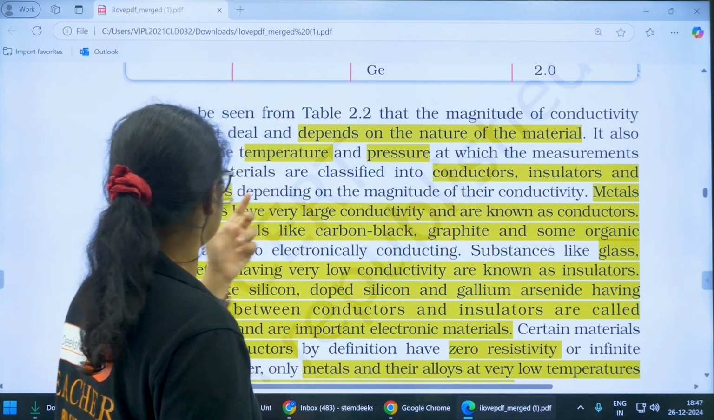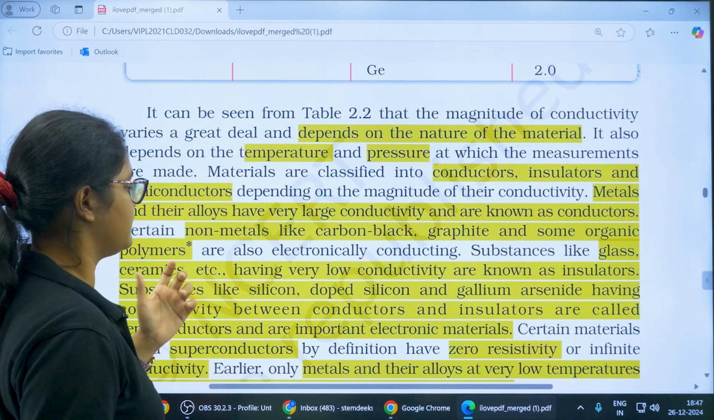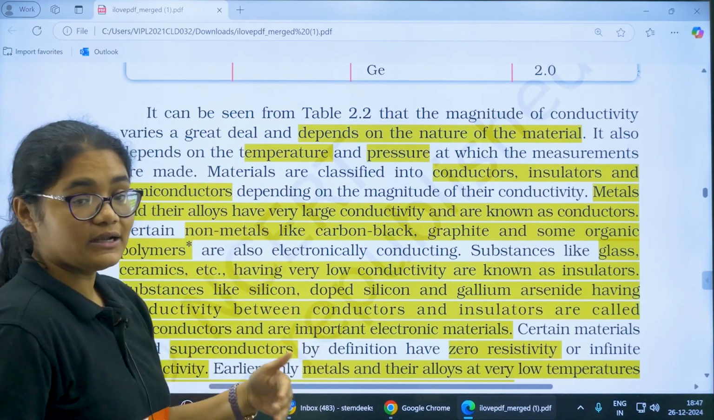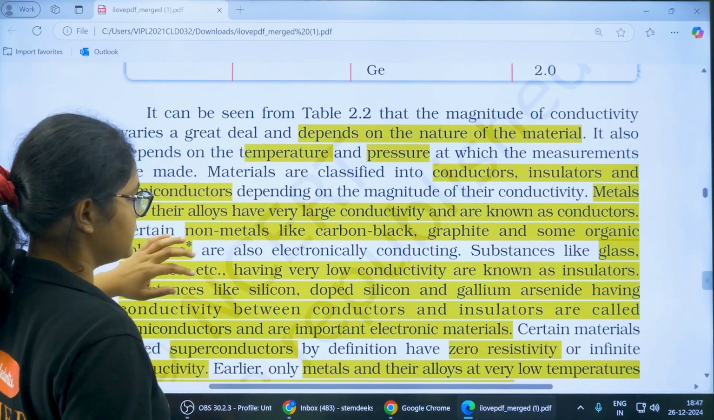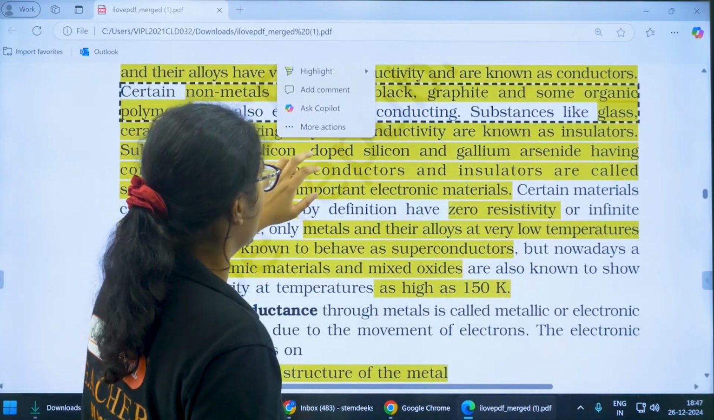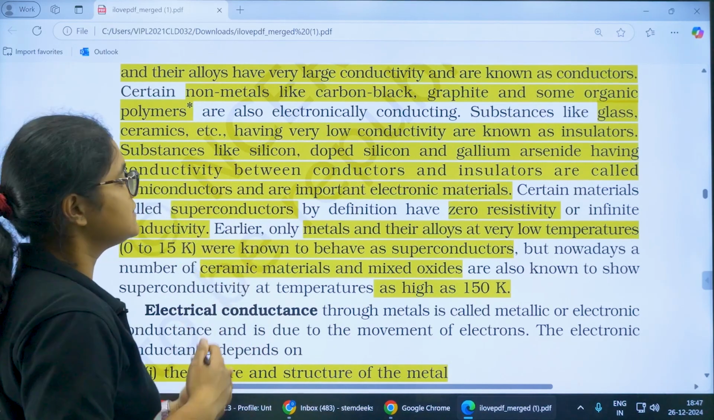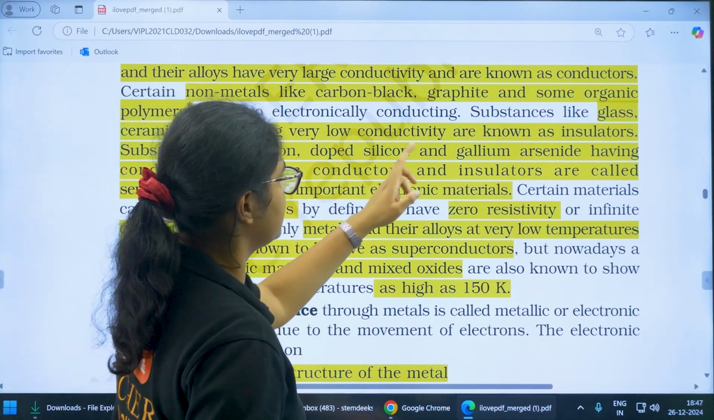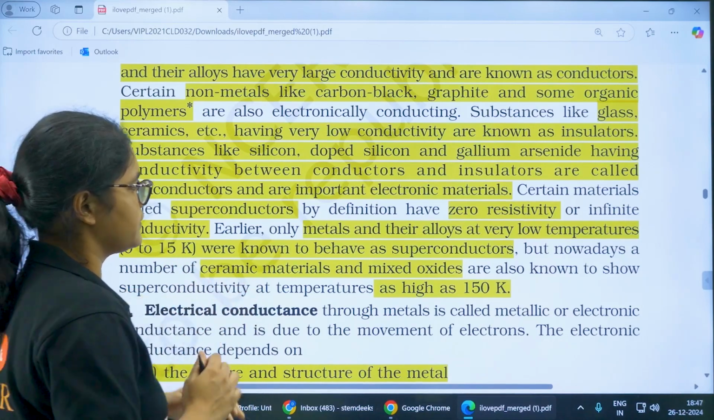Next, you have conductors, insulators and semiconductors. What are conductors? Examples are metals and their alloys. Which non-metals can also be conductors? Carbon black, graphite and some organic polymers. Then you have some insulators like ceramics and glass. Semiconductors: you have silicon, doped silicon, gallium arsenide. So these are the examples, you have to mark them.